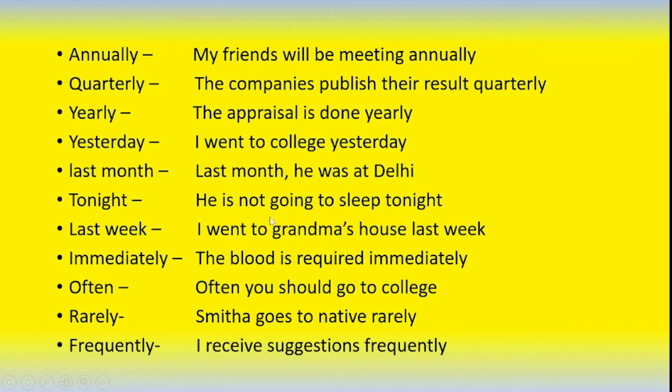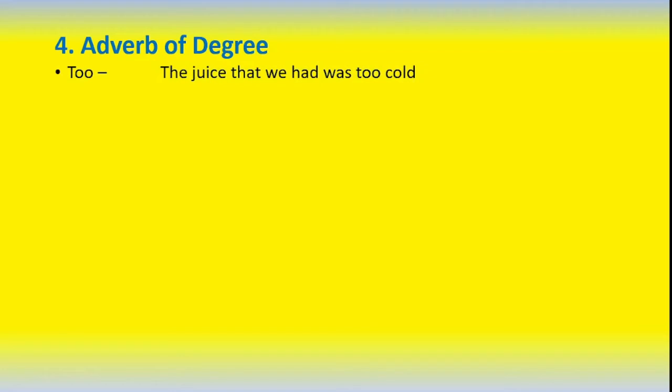Now let us go for the next one, that is adverb of degree. Okay, what is adverb of degree? This is the adverb which depicts the extent, measure, or scope of an action. There are many examples we have already given in class number 6. Let us use all these examples in a sentence. First one is too. The juice that we had was too cold. Okay, to what extent was it cold?